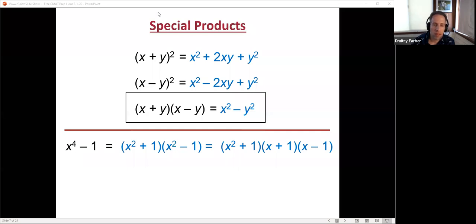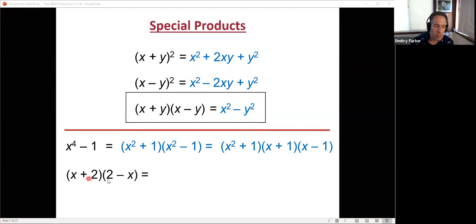Second one, again, might not look like any of the patterns. What can I do here? Certainly, if I wanted, I could just work this out. I could say what's x times 2, and what's x times minus x, and what's 2 times 2, and what's 2 times minus x. So I want you to know how to do those things, but often there'll be some shortcuts. And one thing we can do here is get these in a similar order.